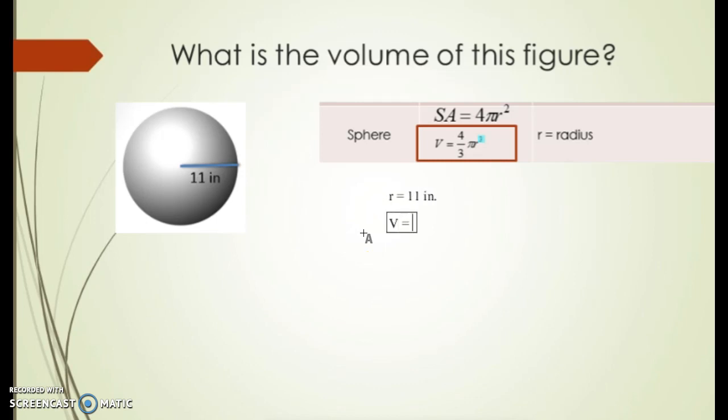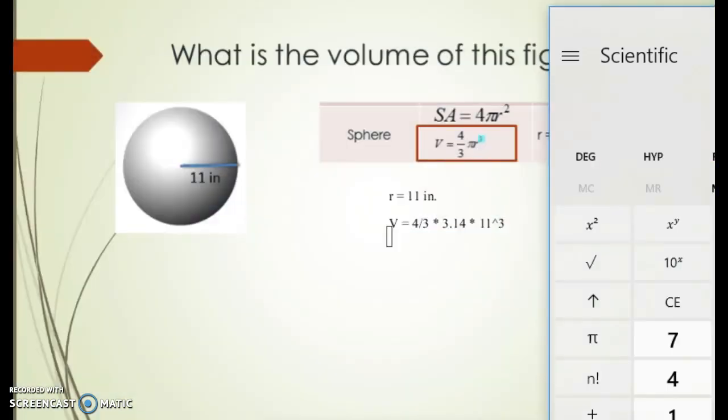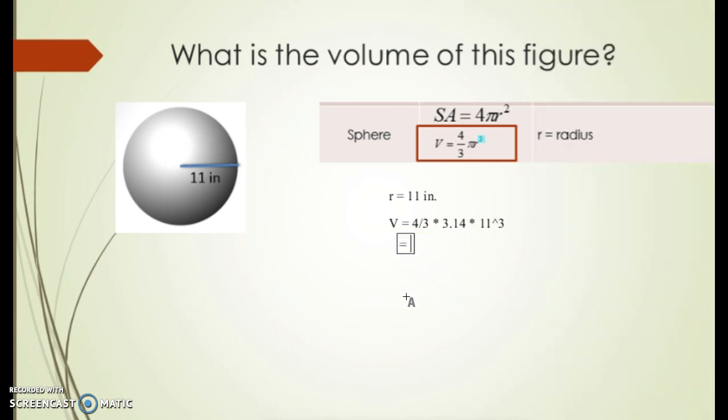So the volume equals 4/3 times pi times our radius, which is 11, cubed. So what you first need to do is, in your calculator, you can do 11 times 11 times 11, right? Or you can find the cubed button. So we get, you always do your exponents first, so it's going to be 4/3 times 3.14 times 1,331. So again, it doesn't matter how you put it in the calculator now.